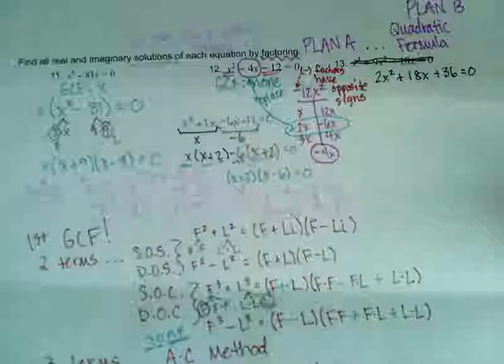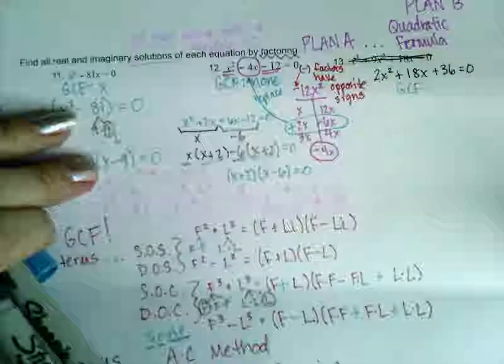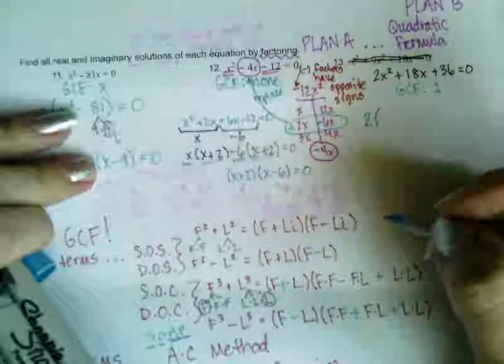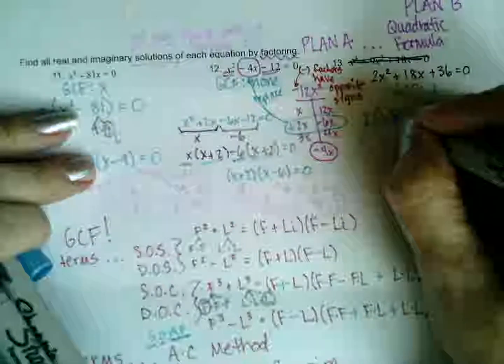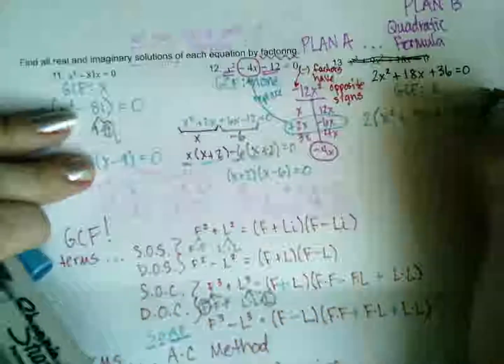Okay. So we'll start from the top. GCF. Is there a GCF? Yes, it's 2. So I put the 2 out front. And then what will I have left? I have to divide each term by 2. So x squared plus 9x plus 18 equals 0.